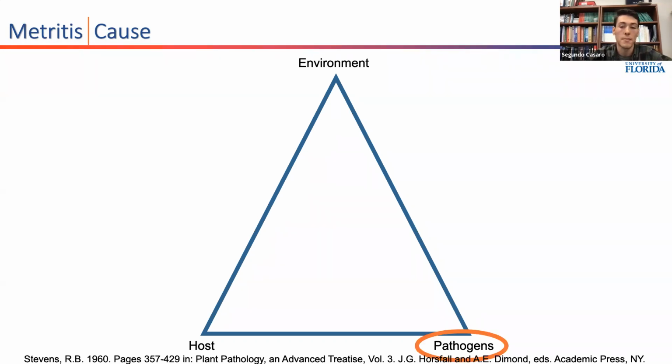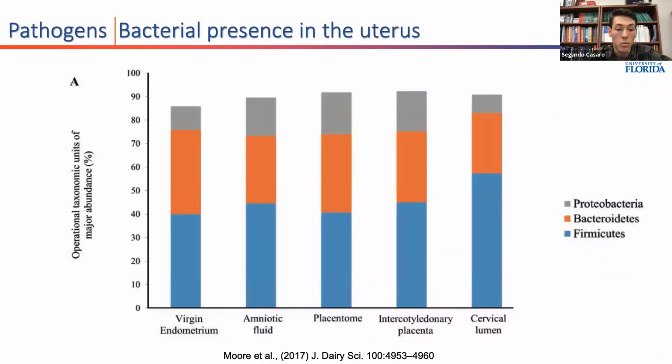But now regarding the pathogens, in this study that was conducted by Moore in 2017, they used 16S ribosomal RNA gene sequencing because they wanted to see the abundance of the different bacterial populations in the uterus of virgin heifers, or in different parts of the uterus from pregnant cows. They took samples from the amniotic fluid, the placentomes, the intercotyledonary placenta, and the cervical lumen. I think the most important message here is that bacteria are already present in the uterus of virgin heifers, so this is way long before calving. And regarding the proportions, they found 40% of Firmicutes, 35% of Bacteroidetes, and 10% of Proteobacteria.